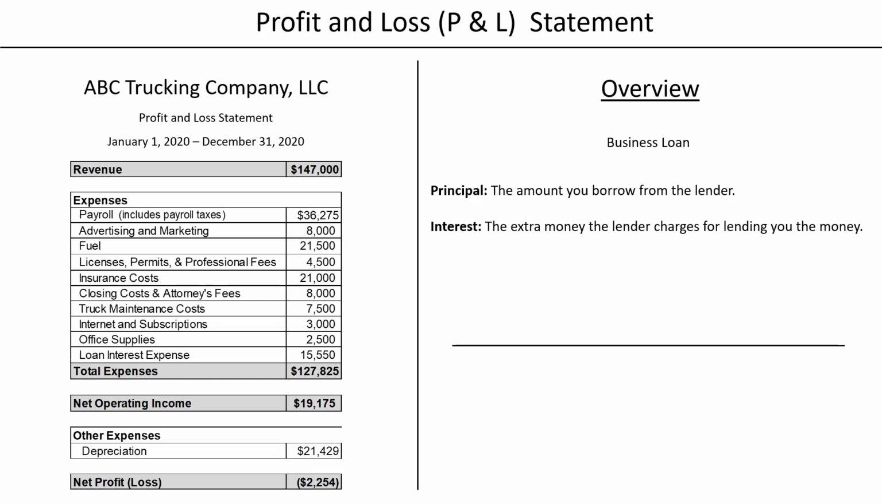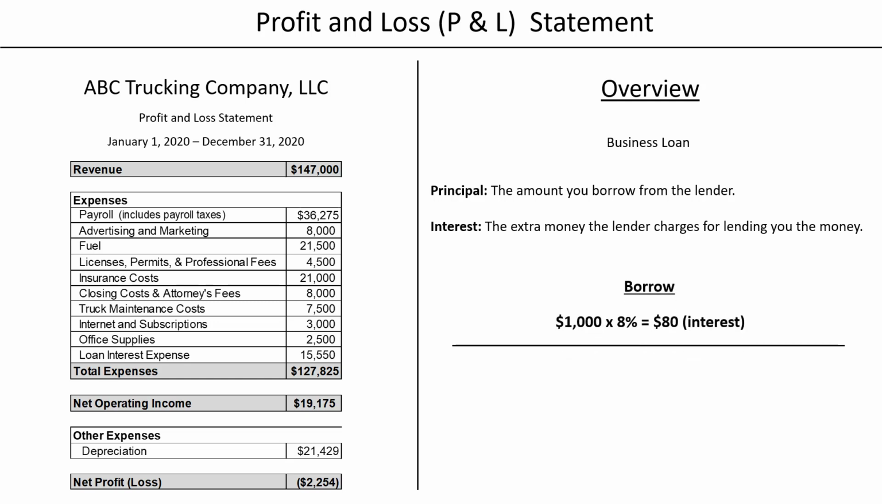The principal is the amount you borrow from the lender. The interest is the extra money the lender charges you for lending you the money. When you make your monthly loan payments, a part of it goes to pay down the principal and a part of it goes to pay the interest.